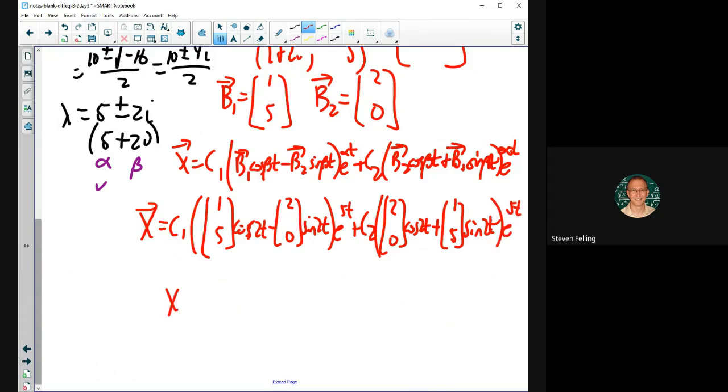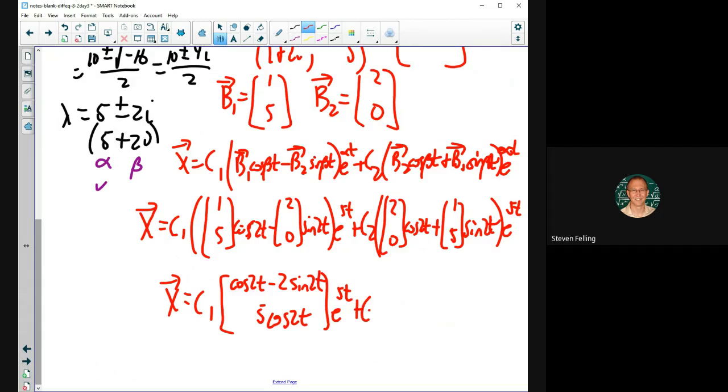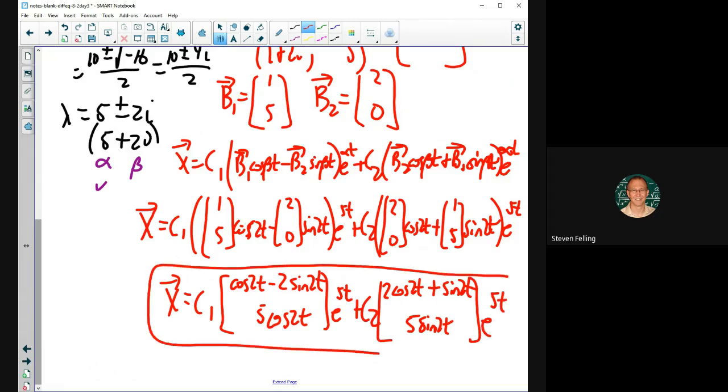Or more commonly, it would be written this way probably, with cosine 2t minus 2 sine 2t for the top row and 5 cosine 2t for the bottom row, times e to the 5t. And then plus c2 times, and we've got 2 cosine 2t plus sine 2t, and then down here we have 5 sine 2t, e to the 5t. So this is the general solution for the entire thing, for the homogeneous system.